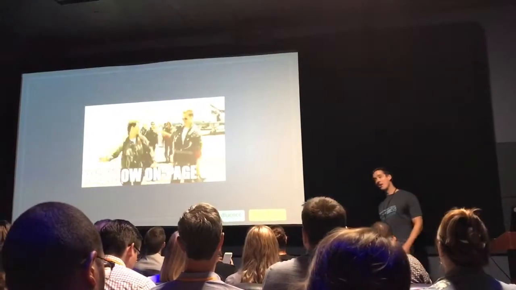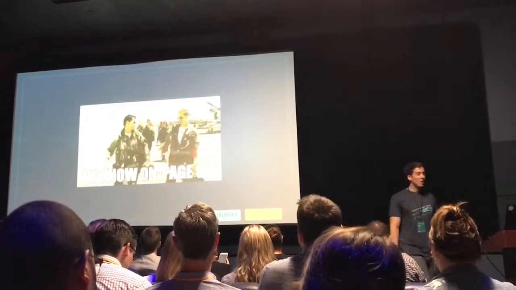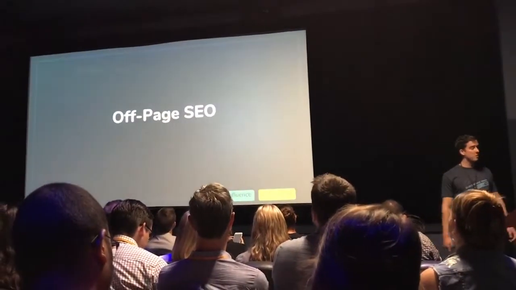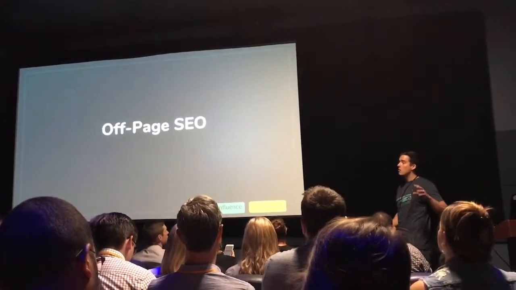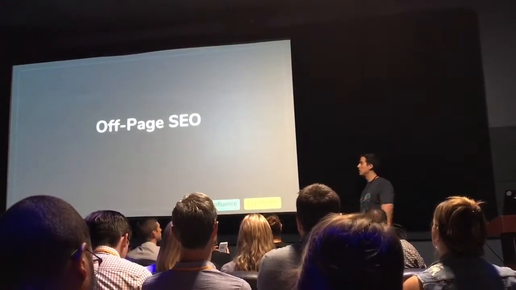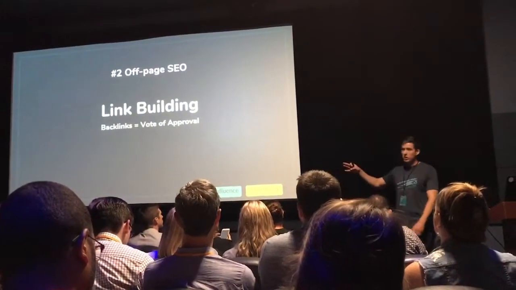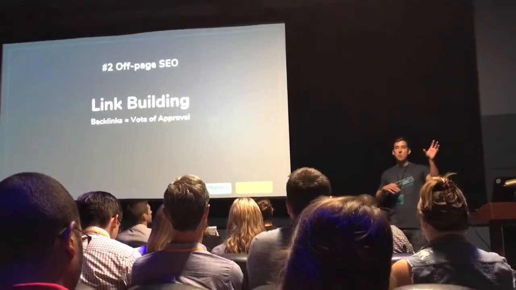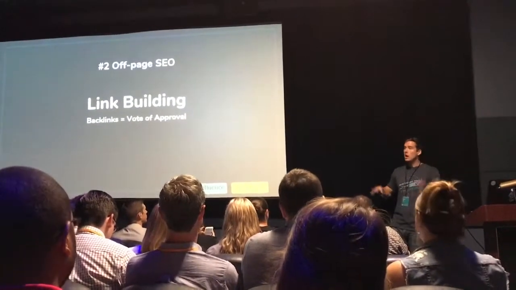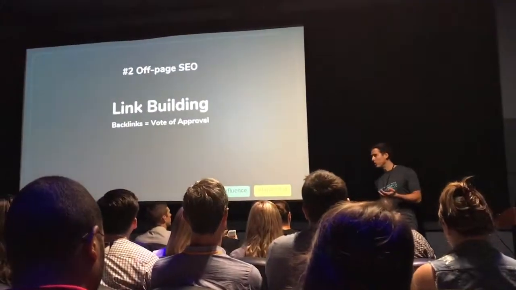All right, we now know on-page SEO. So let's move on to off-page SEO. Off-page SEO is everything you do that's off your site that can still impact how you appear in search engines. Link building's the big one here. You may have probably heard of this. Backlinks, when another domain links to your website, that kind of acts as a vote of approval in Google's mind.